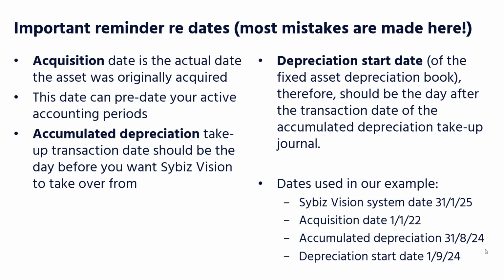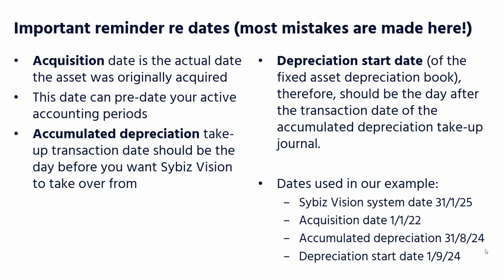We'll emphasize that in just a moment as well. And the depreciation start date of the fixed asset depreciation book record should be the day after the transaction date of the accumulated depreciation take-up journal. So hopefully not confusing, but just to isolate that by looking at the dates in our example.